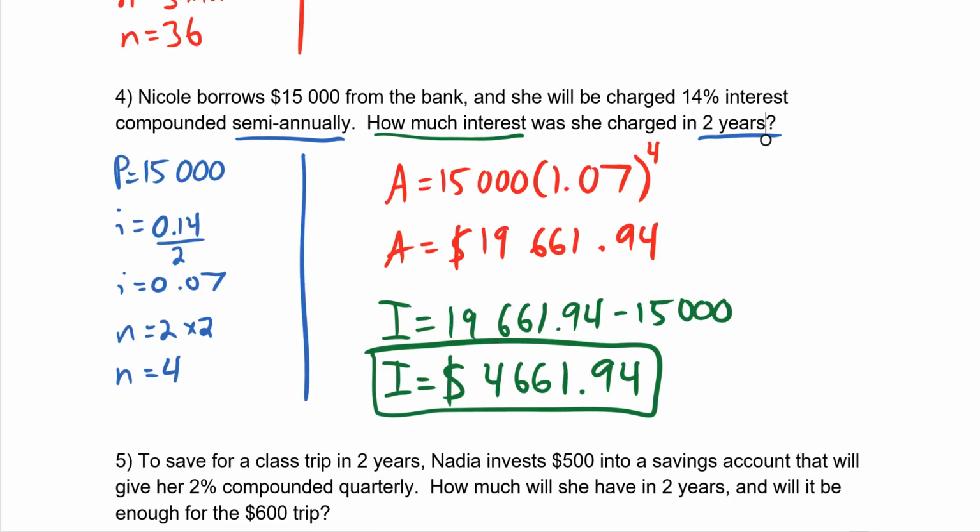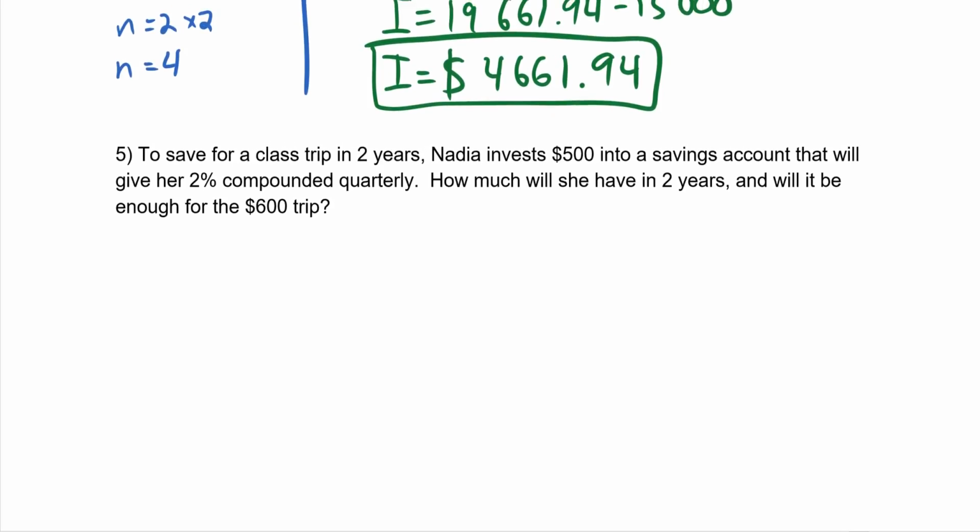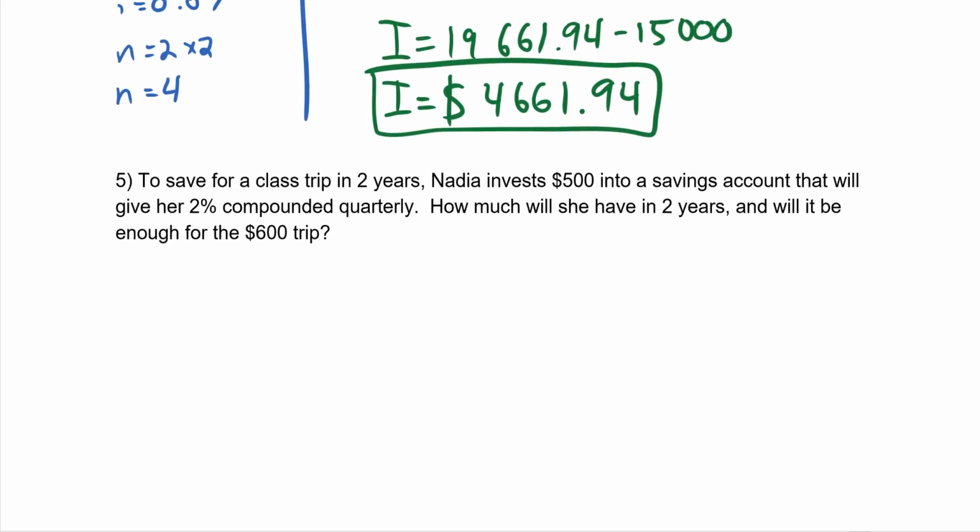All right, so last question. To save for a class trip in 2 years, Nadia invests $500 into a savings account that will give her 2% compounded quarterly. How much will she have in 2 years, and will it be enough for the $600 trip? So let's take a look.